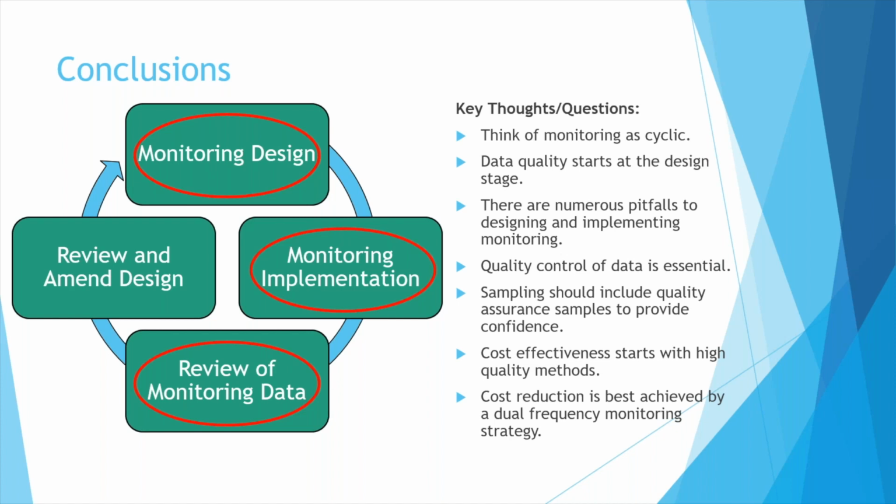It has to be done as soon as possible once you get the data back from the laboratory. Sampling really needs to include quality assurance samples when you're looking at delivering sampling rounds and multiple samples in order to provide confidence, particularly for the regulator in the data. And cost effectiveness really starts with high quality methods to avoid the pitfalls, avoid the errors, and prevent repeat work. Finally, if you're looking to reduce costs and look at optimizing cost effectiveness, this is best achieved by looking at a dual frequency monitoring strategy.